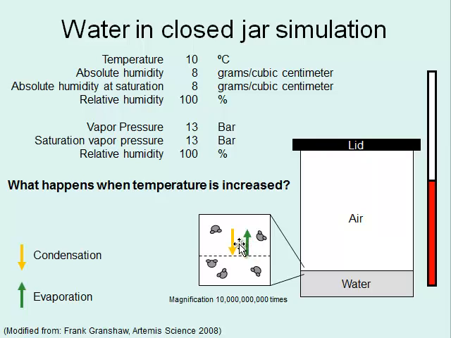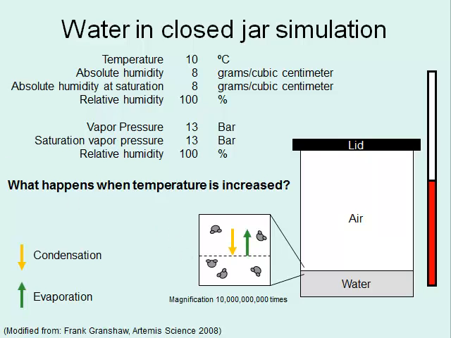So you'll see these arrows changing inside depending on which is the dominant process happening. The yellow is condensation, the green is going to be evaporation. In this situation, we're starting out at 10 degrees Celsius. Our absolute humidity is 8 grams per cubic centimeter, our absolute humidity at saturation is 8 grams per cubic centimeter, and our relative humidity is 100%.